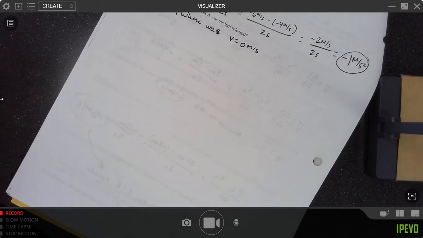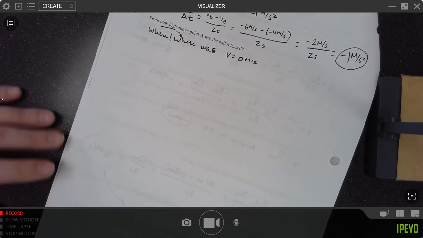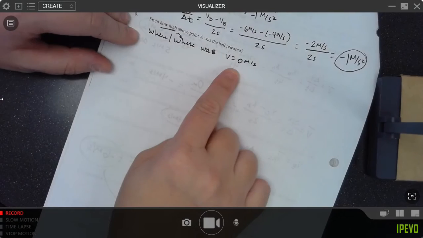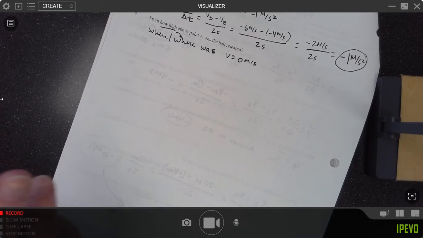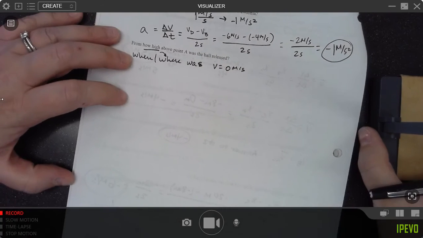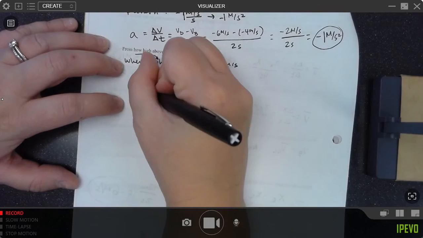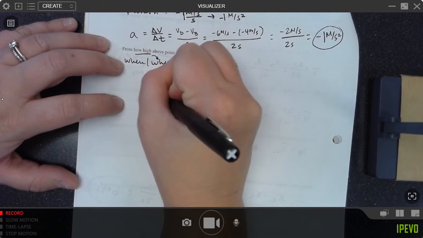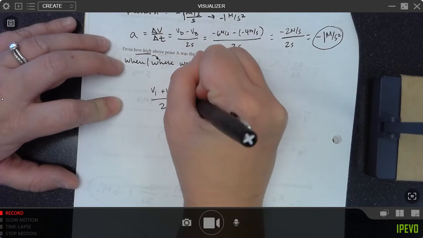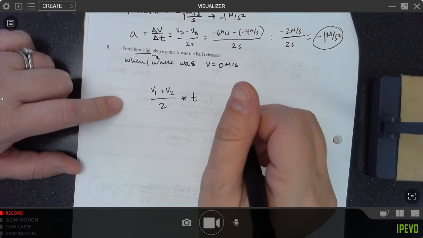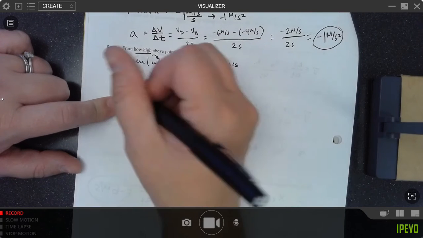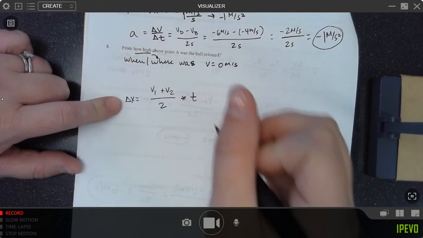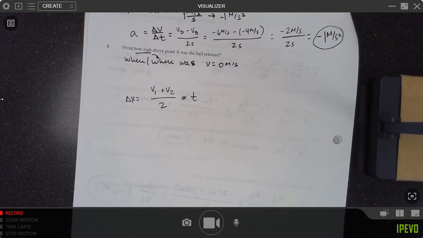Okay, what ways did you guys figure this out algebraically? What did you do, Natalie? It was like the quantity of velocity 1 plus velocity 2 divided by 2 and then multiplied by the time. Yeah, so how'd you figure out what time to put in there?